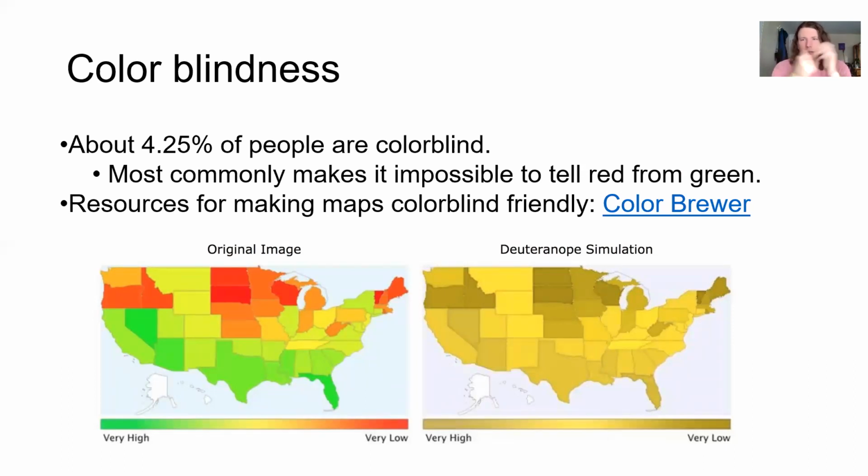You'll see examples of this in cartography all the time where people just don't think about it. And it doesn't affect 95% of the population, but it does affect a fairly sizable subset of people. So there's 50 people in this class. Chances are 1 or 2 are colorblind. If you're making a map for a population of 1,000 people, you might encounter 40 or 50 people who can't see it. So a good resource for checking when you're making your maps is this website called Color Brewer.